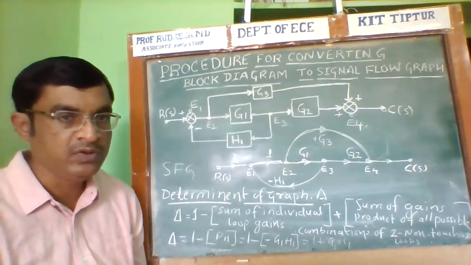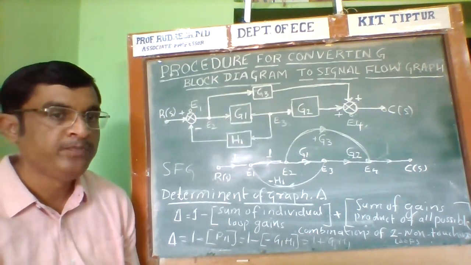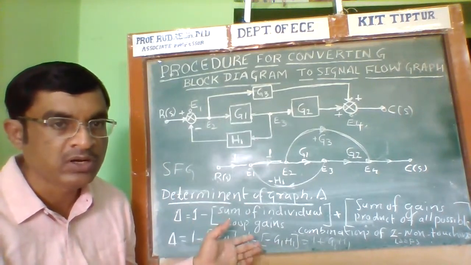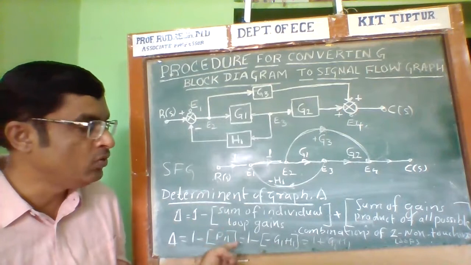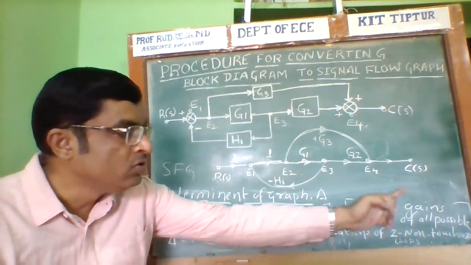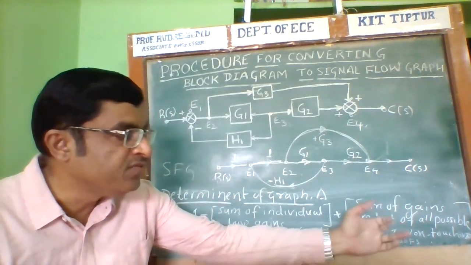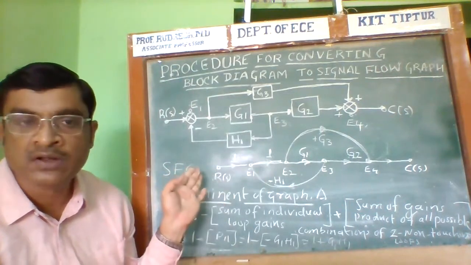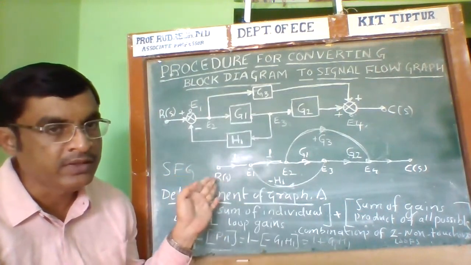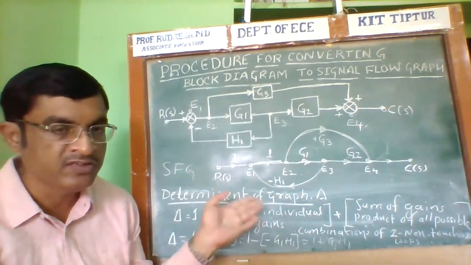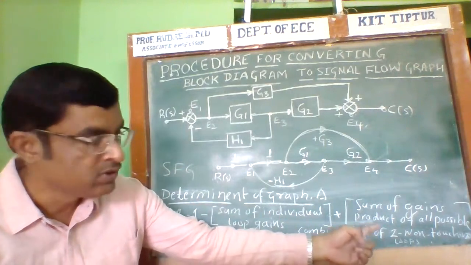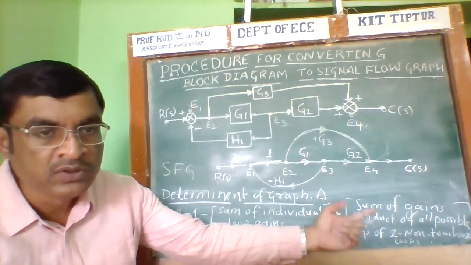This is the way of finding the determinant of the graph. We need to write down the formula and substitute the individual loop gains, and also substitute the sum of gains product of the non-touching loops, if non-touching combinations are present. We sum those that we have calculated.